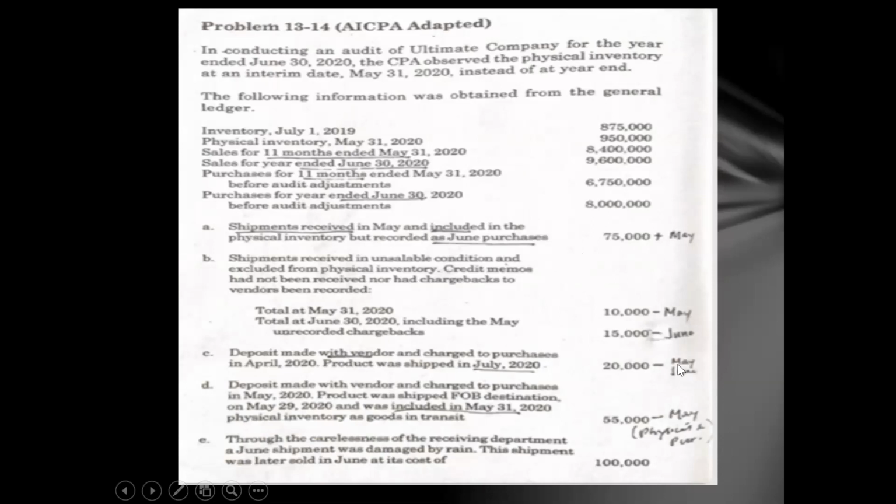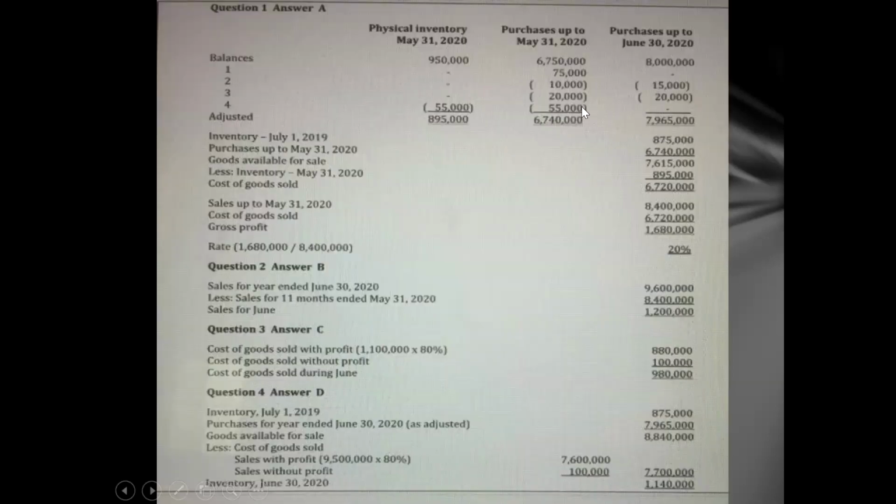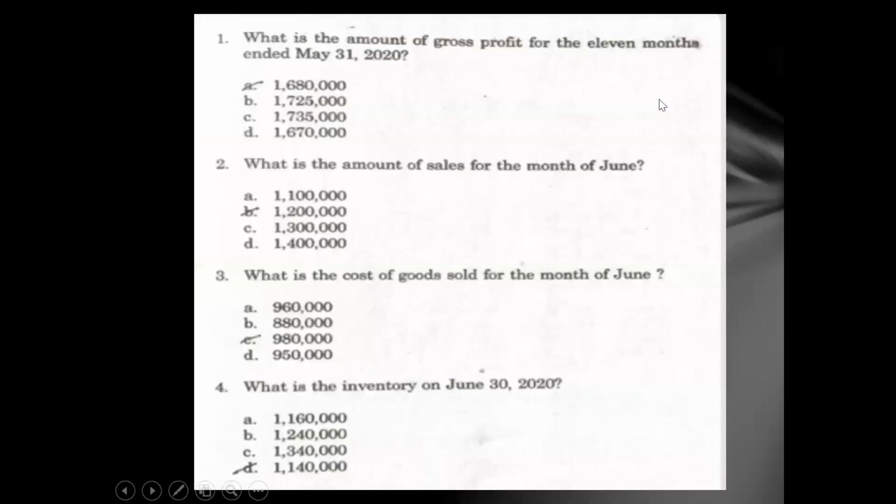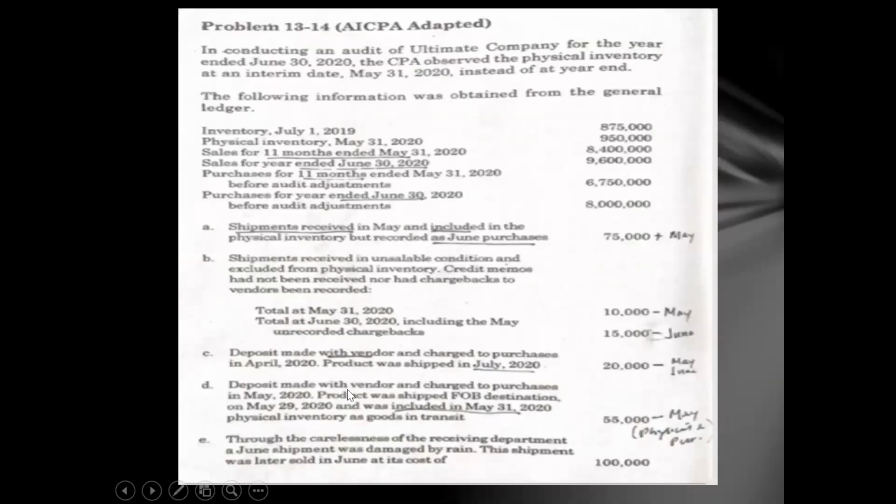That's why you should deduct from May and June. So 20 minus minus. Then for the 55, this is also advances, but the term is destination again. So as of May, the goods are still in transit. So we will no longer reduce the June because probably after May, the goods will be received. So it's correct that it should be included in June.